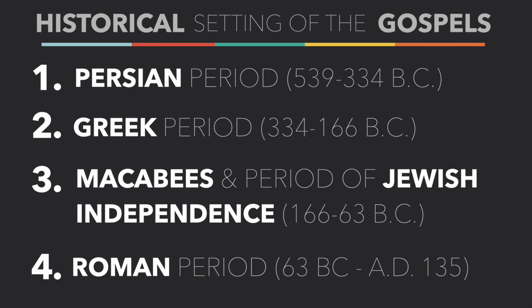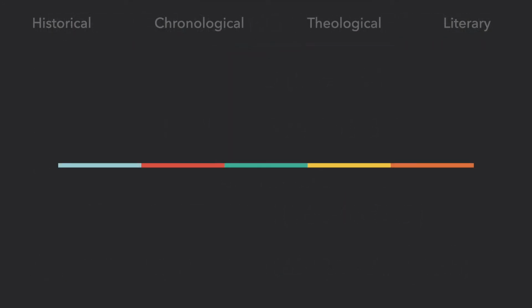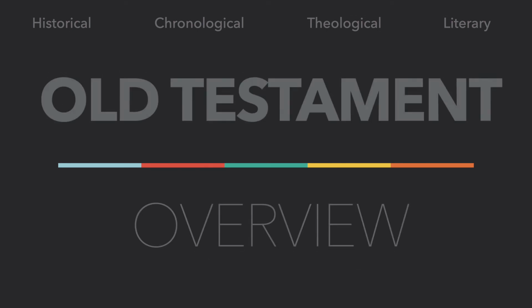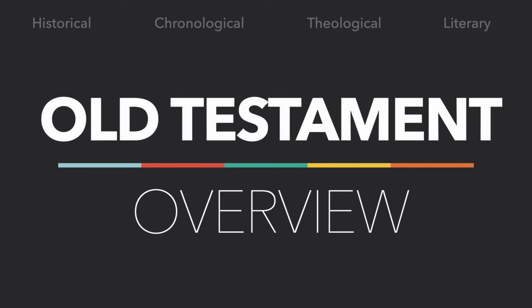So that's a little bit of an outline of the four periods we're going to look at in this module: the Persian period, which is the end of the Old Testament, the Greek period, the period of the Maccabees and Jewish independence, as well as the Roman period, which will set us up to continue our study going through the gospel accounts. What we want to do first, though, is an Old Testament overview. Let's look at the events all the way through the Old Testament that set up this intertestamental period.